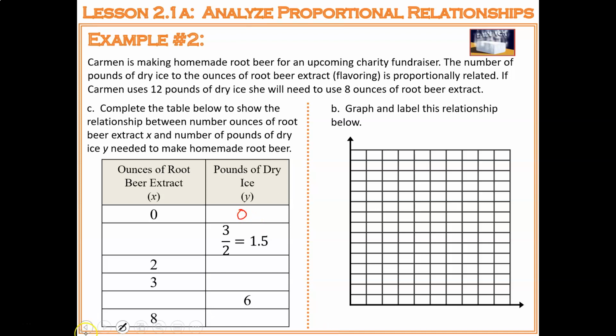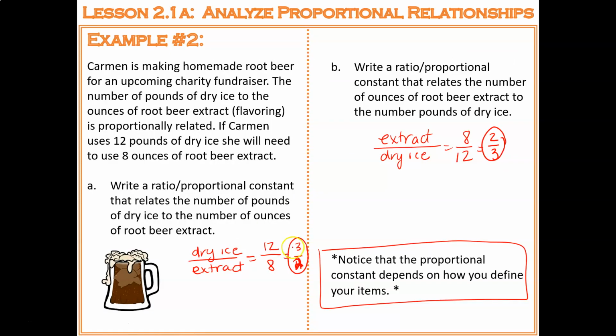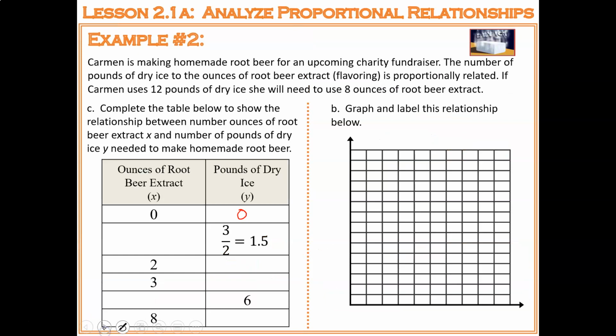Okay, so let's go back here and remember what our constant was. If pounds of dry ice is Y, that goes on the top. So we are going to use this one. The dry ice is Y for this one, so we're going to use 3/2. So if we have 1, then we have 3/2 or 1 1/2. If we use 2, we're going to multiply by 1 1/2. That's our constant of proportionality.